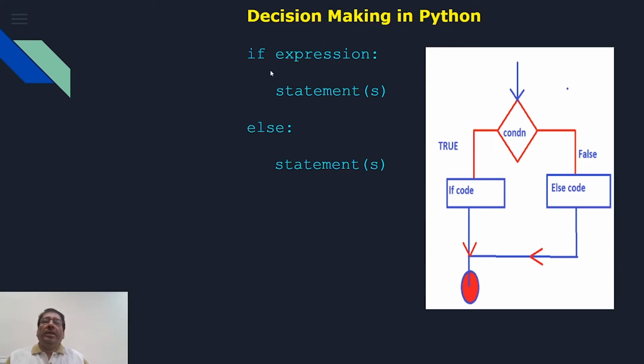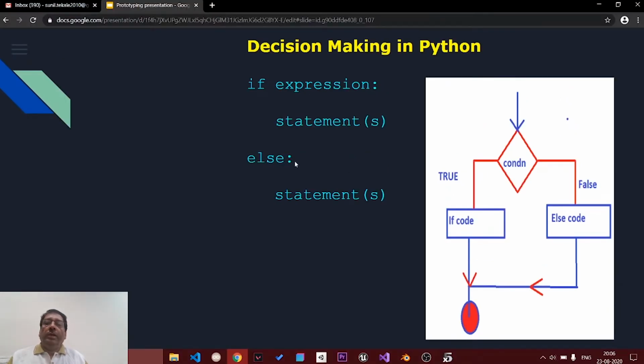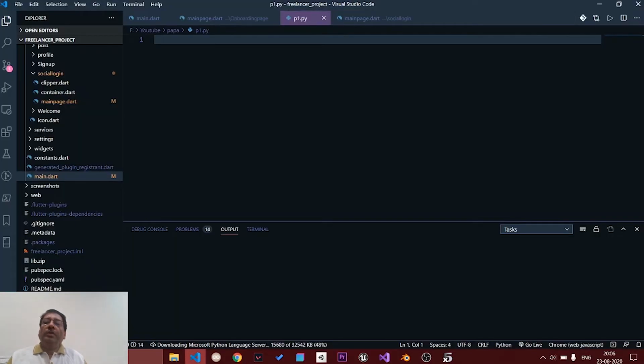So the syntax, as we have seen in the previous video: if expression, you need to make use of a colon, followed by the statements with an indentation, then else colon. So else should be exactly below if, and then indentation, and then you can write any number of statements. Then you can go to VS Code, open up a file and try to write some programs.